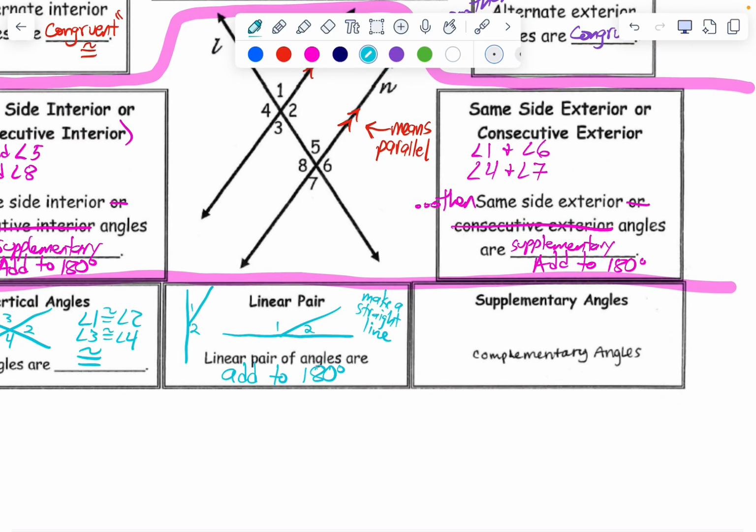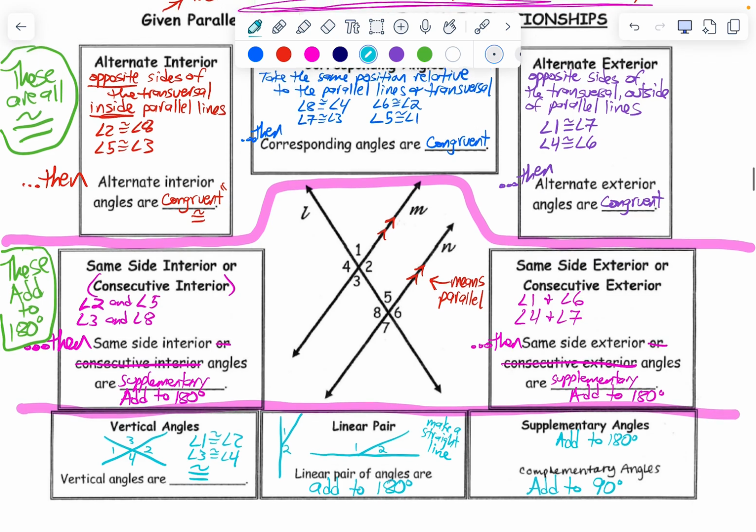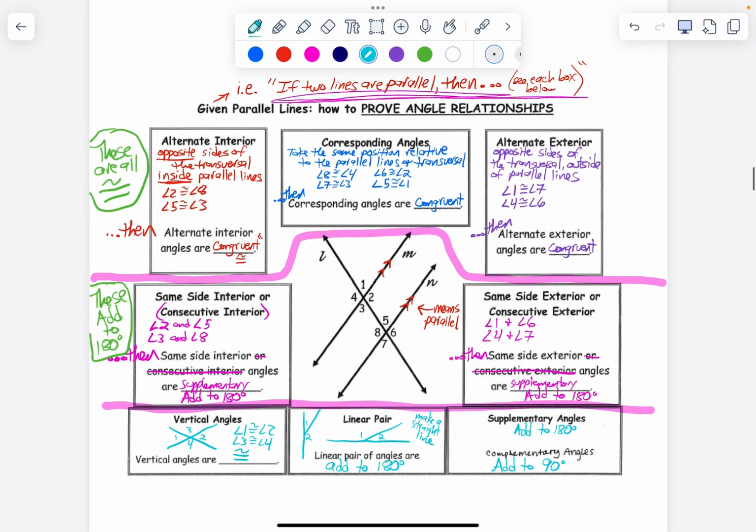Supplementary, we've already said a couple times. They add to 180. Complementary, what do they do? Add to 90. Okay. All right. You need to have this memorized, honestly, because it doesn't really serve you much use if you constantly have to look these up. And so if you know them and you can recognize them, you're way better off.